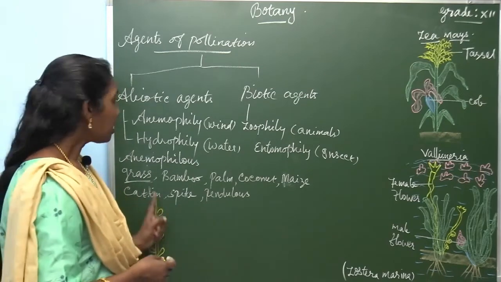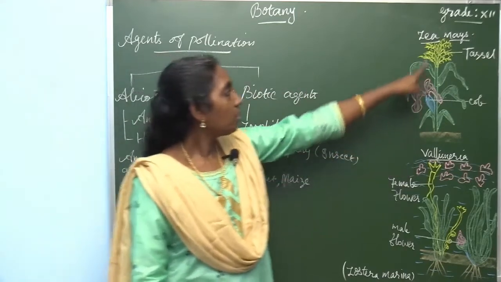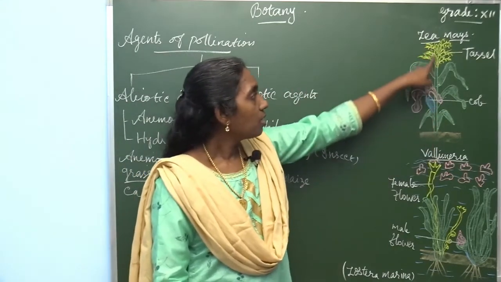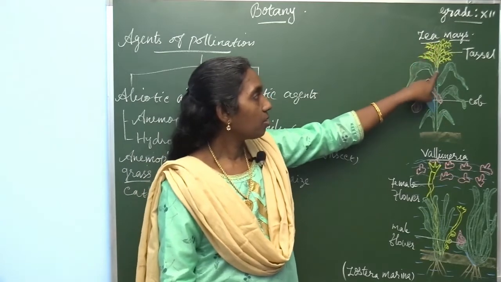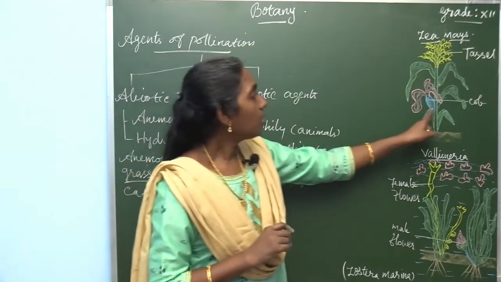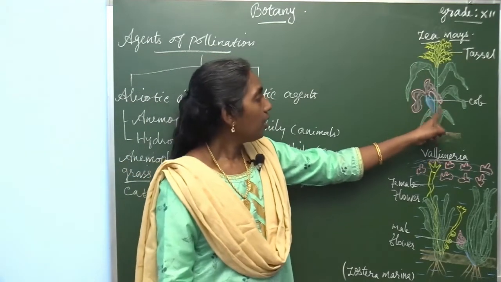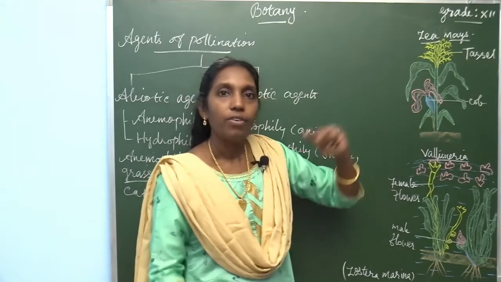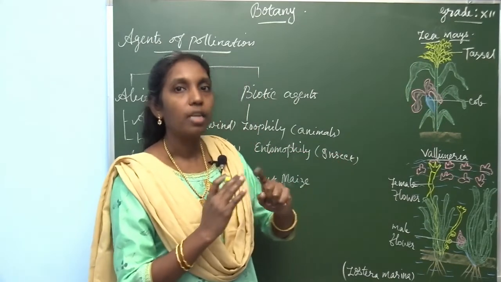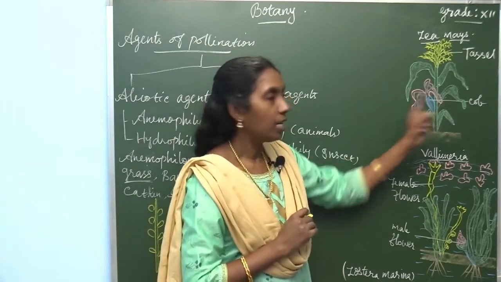And the axis of the flower, this is one of the examples, Zea mays. The axis of the flower, this is the male flower, where the floral axis is elongated, and this is the female flower here. This is the monoecious condition. In this, the flowers are produced on the long axis and are exposed out of the leaves.